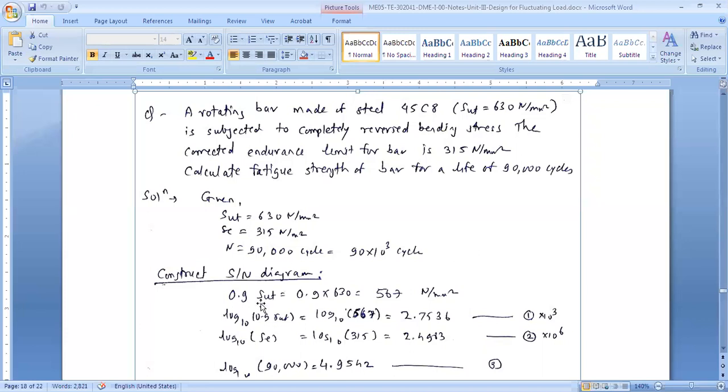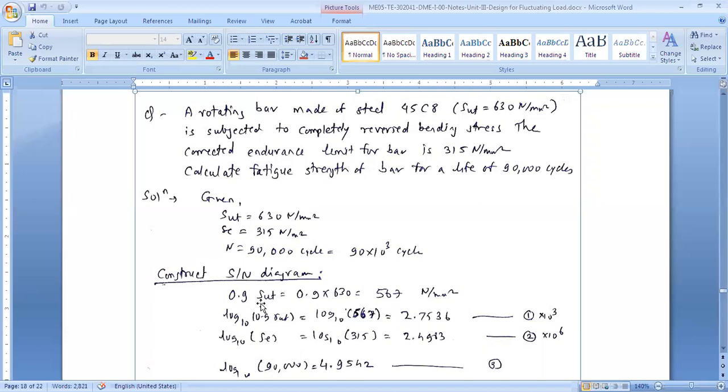So when we say it has a bending stress that is completely reversed, that means we have a fatigue failure, right? Failure due to fatigue, so the endurance limit will come into the picture. The corrected endurance limit for the bar is 315 Newton per mm square. Corrected means after putting in all those approximations, we get the endurance limit. That means Se is 315 Newton per mm square.